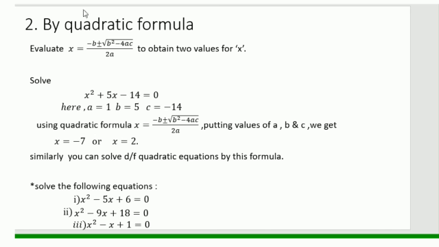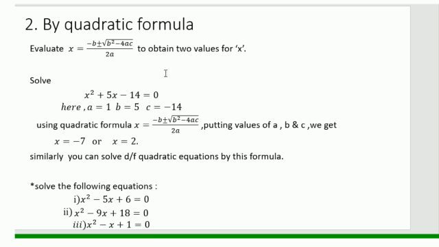Yes dear, the second method to solve the quadratic equation is the quadratic formula. Keep in mind, the quadratic formula actually gives the solution set of the quadratic equation. When we apply the quadratic formula, we easily obtain two values for x, and the quadratic formula is the best option to use for any type of quadratic equation.